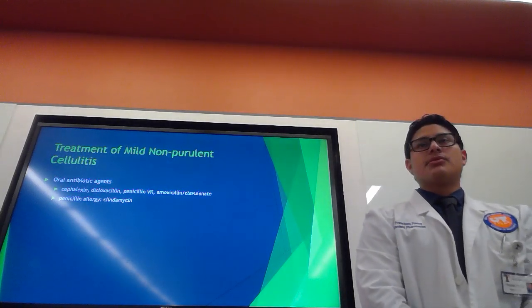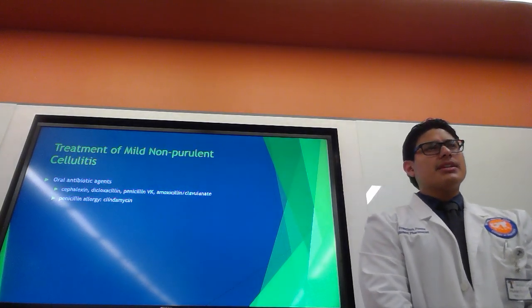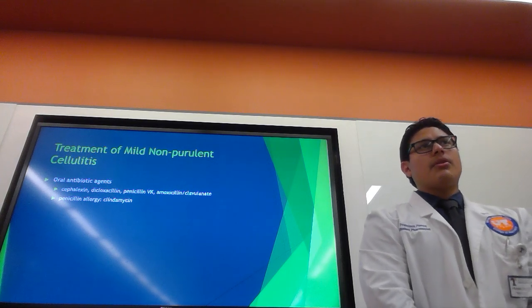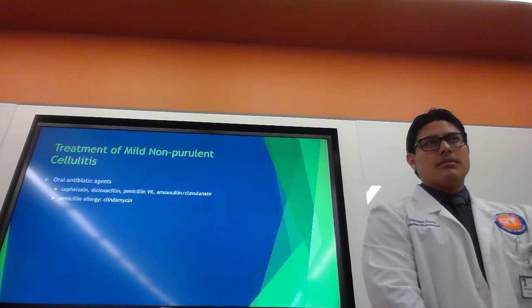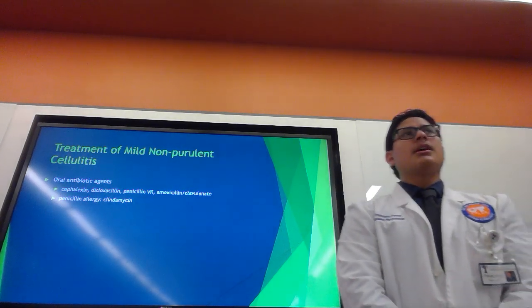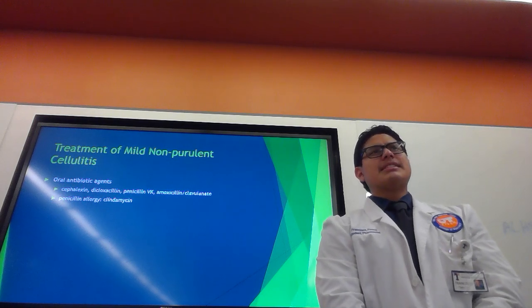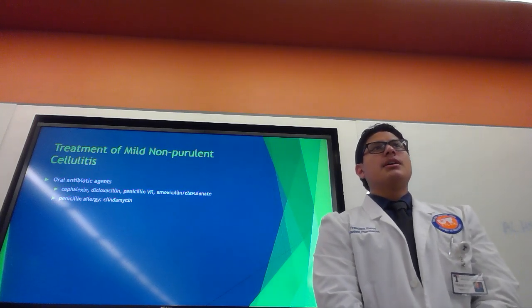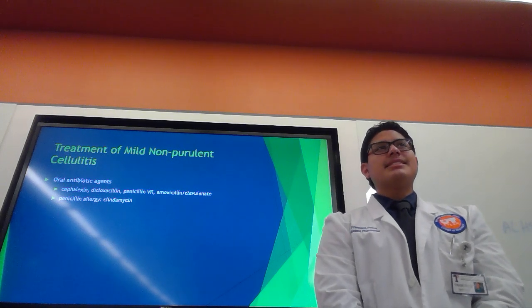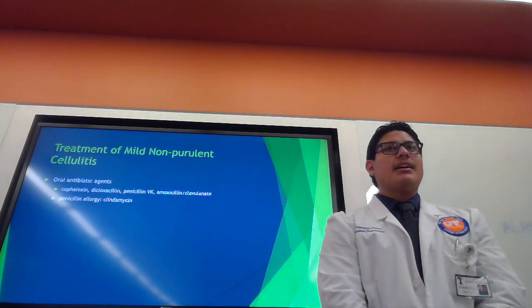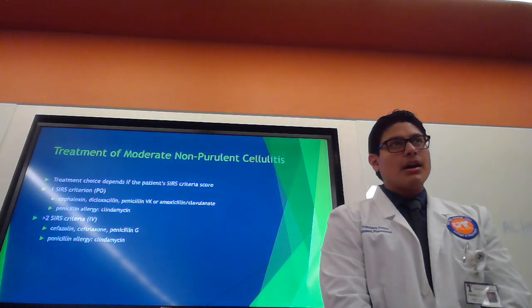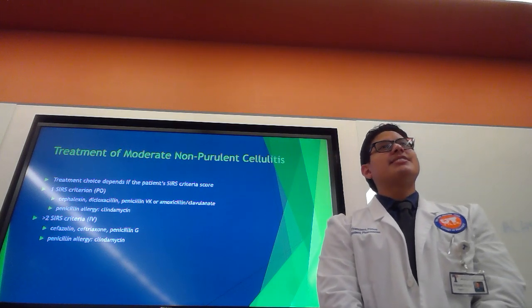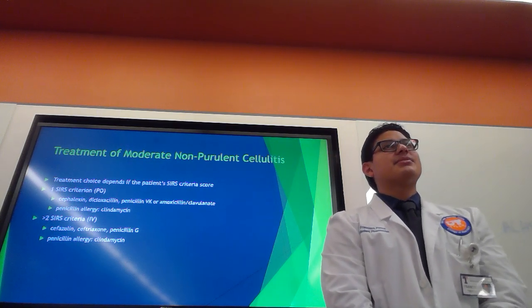Then for treatment of mild non-purulent cellulitis, it usually requires just oral antibiotic agents. We're really using just agents that cover streptococcus or MSSA. We're not really thinking about MRSA if it's not a significant infection, and that's usually measured by whether there are systemic side effects or not. So for mild, the agents are going to be cephalexin, dicloxacillin, penicillin VK, or Augmentin, and for penicillin allergy it will be clindamycin.